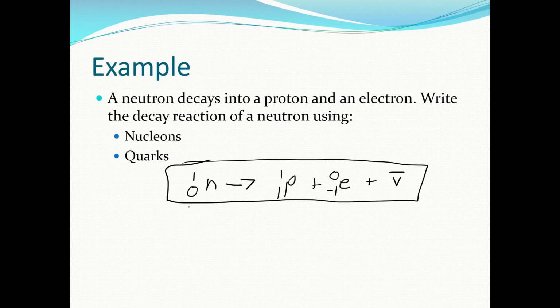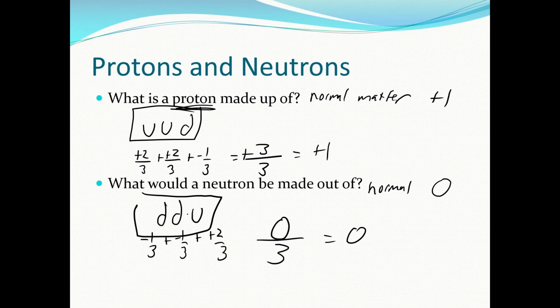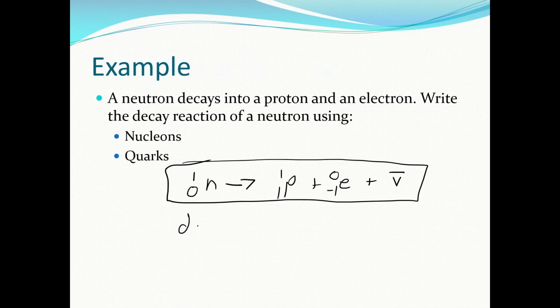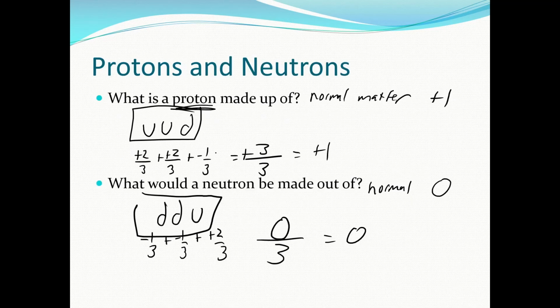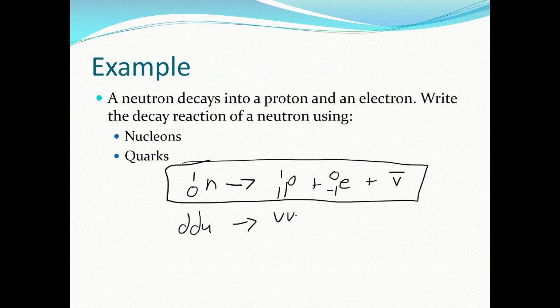Okay. And if we want to write it in terms of quarks, well, we just said a neutron is made of a down, down, up. So this is a down, down, up, turning into a proton, which we said is an up, up, down. The electron and neutrino are not composed of quarks. So it's a down, down, up, turning into an up, up, down, right? Sounds like a game I play with my son. Teddy, I want the up, up, down, up, up, down.